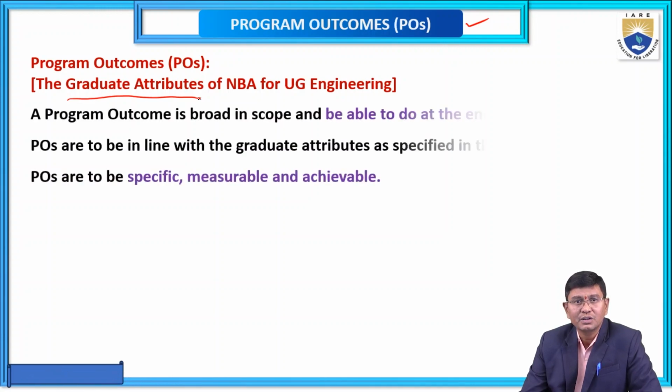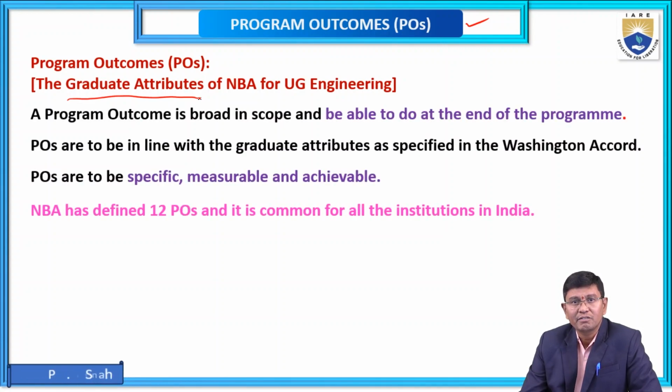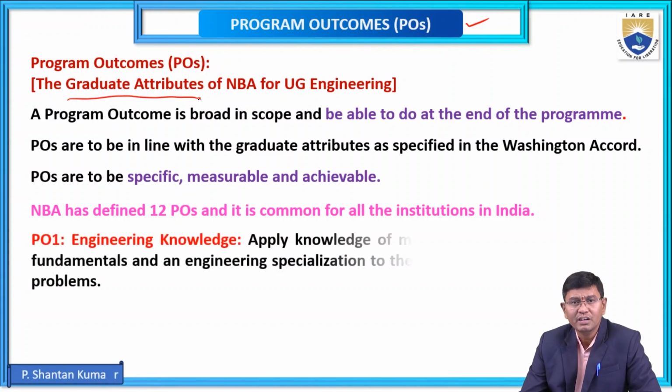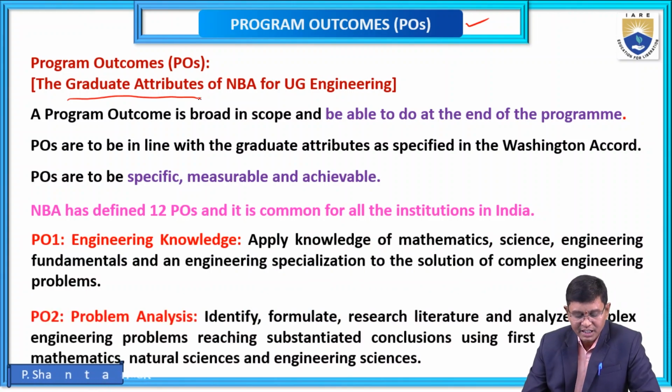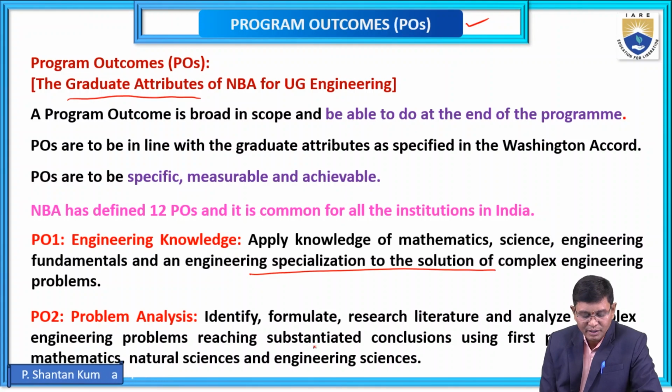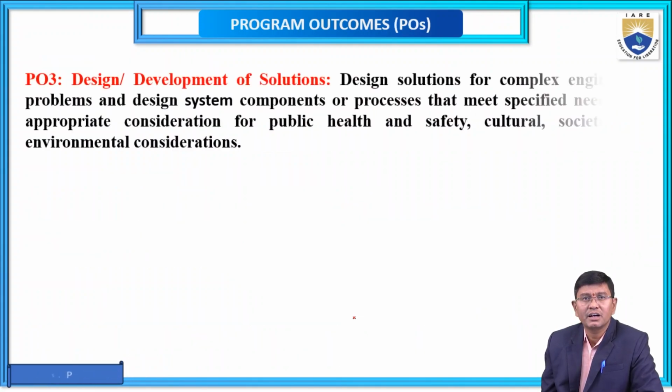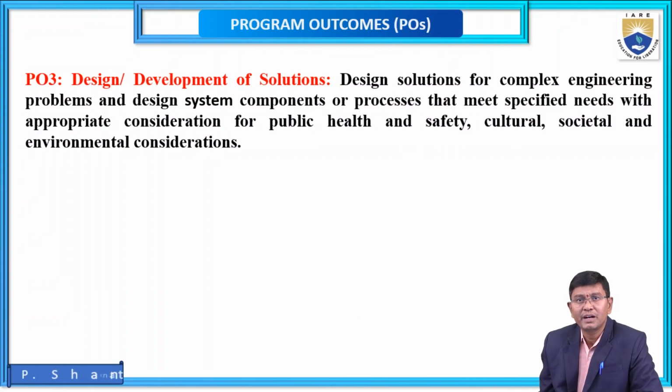Generally, there are 12 POs available that the NBA provides for all institution levels. One is engineering knowledge. Under engineering knowledge, a clear explanation is given. The second one is problem analysis. The third one is the design or development of solutions.